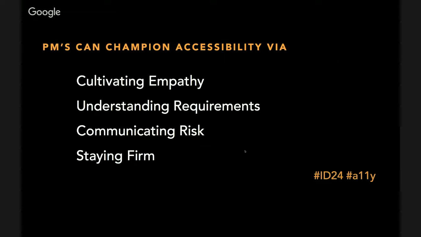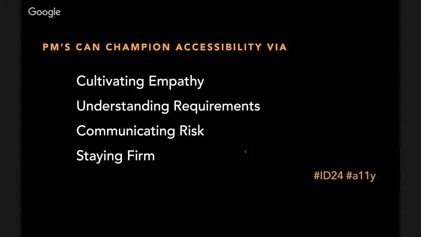So project managers and product managers can really champion accessibility via four main concepts. That's cultivating empathy, basically trying to get folks to understand how people who are different than them may use the web, so how people use assistive technology to help them access content, make purchases, and participate in the full online society that we've been developing over the years.